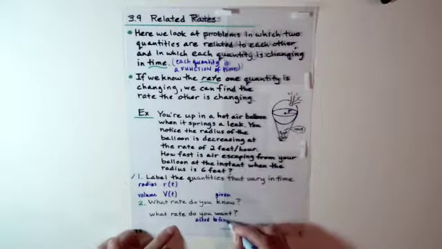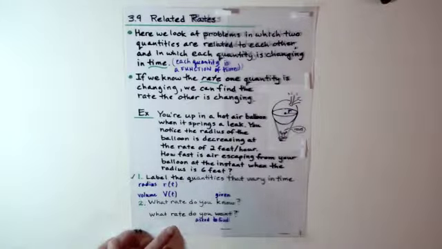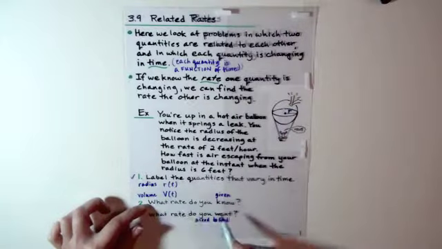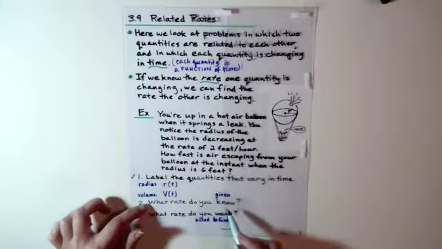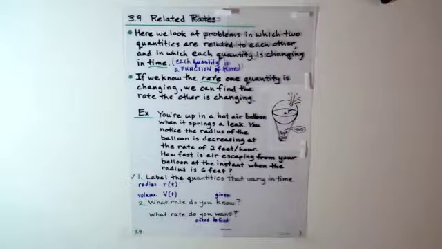So when it says what rate do you want, is really what rate are you asked to find. So let's go through the problem, and here you may want to pause the video for a moment and try to answer this question yourself. What rate do you know? In other words, what rate of change is given in the problem? So think about that for 10 seconds. See if you can pick it out.